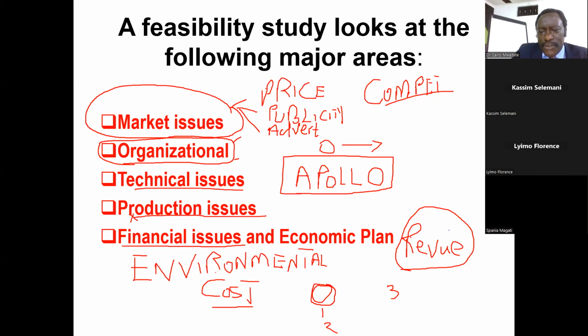For financial, you will know the revenue. The revenue is very simple. It's just the price multiplied by the quantity itself. This will give you a revenue. So the revenue is quite simple.